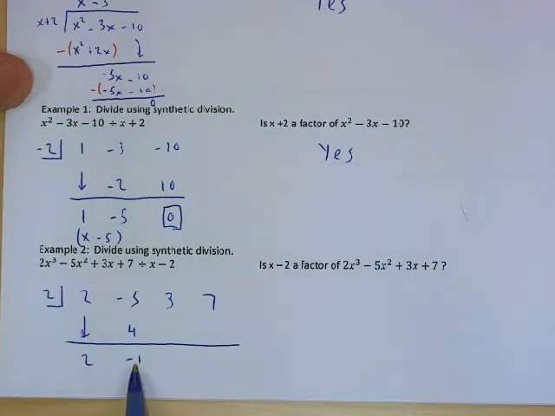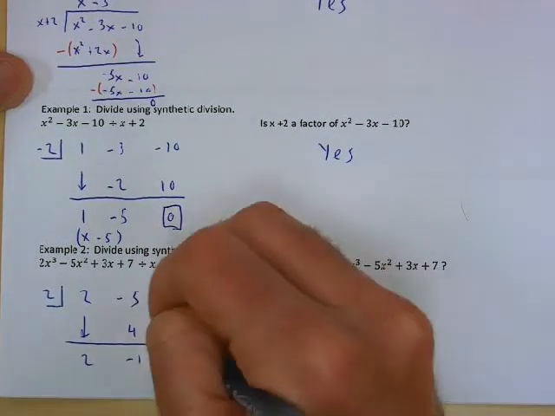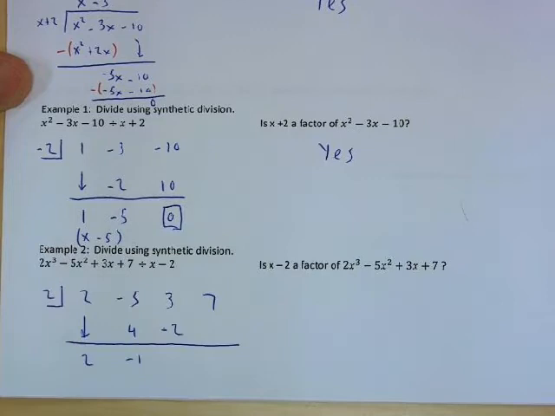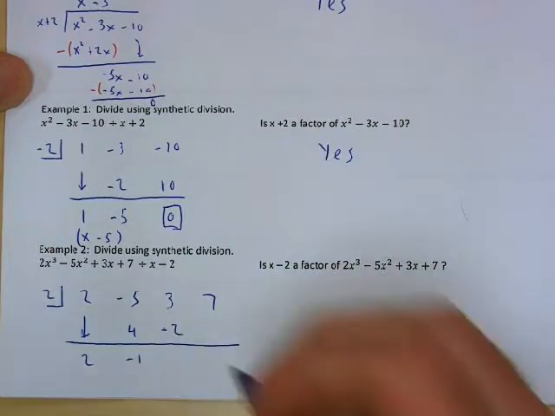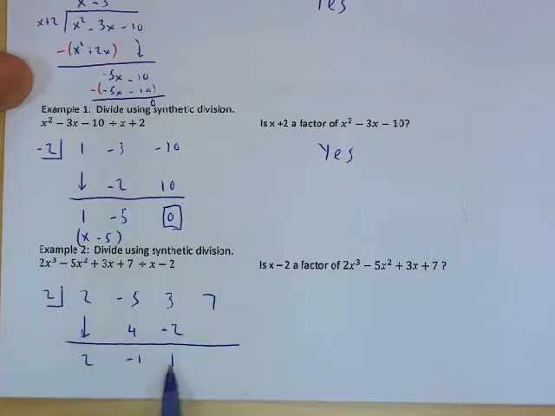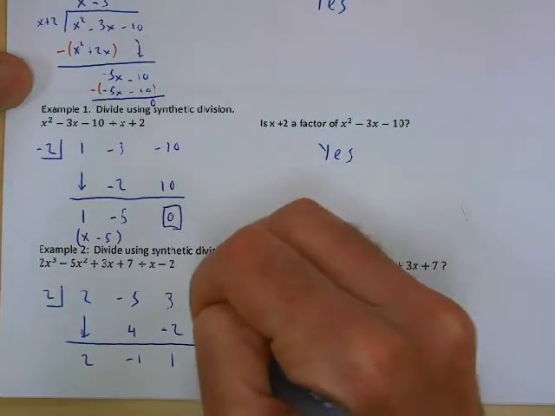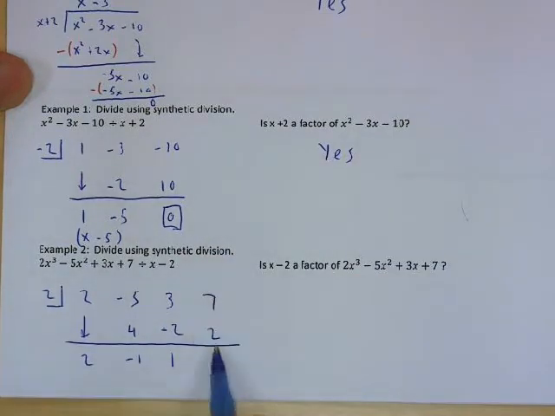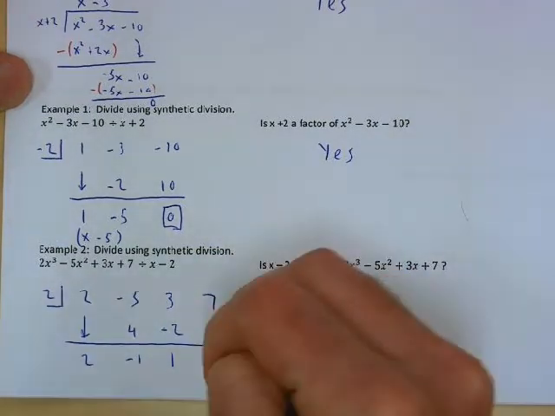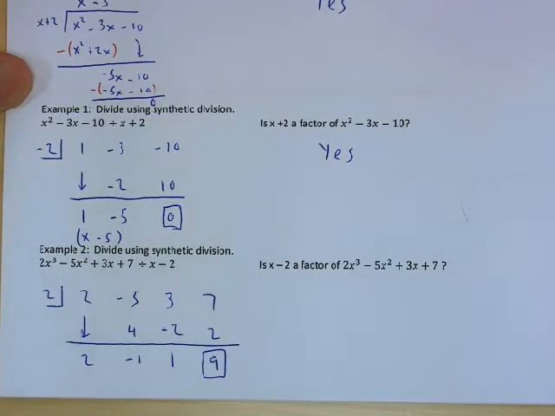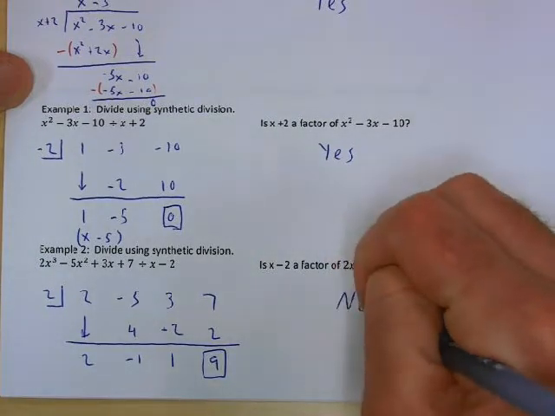And then I want to multiply -1 times 2. I get -2. 3 minus 2, I get +1. 1 times 2, I get 2. And then 7 plus 2, I get 9. So I had a remainder of 9. So is x minus 2 a factor of this thing if I got a remainder of 9? Well, no, because I got a remainder other than 0. So then no, this one's not a factor.